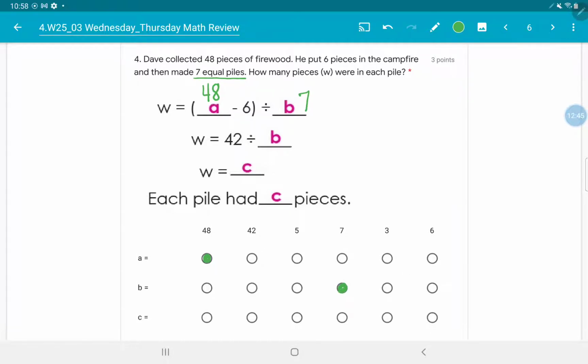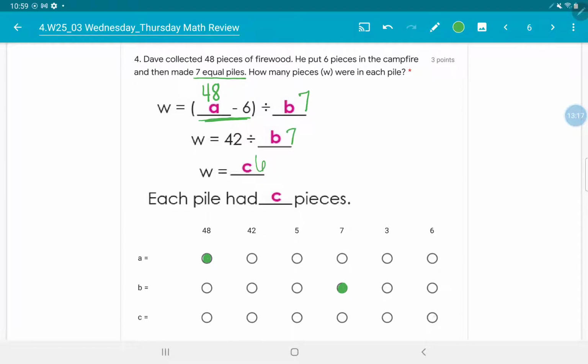What do the parentheses tell me I need to do? Subtract those first. So if I do 48 minus 6, I have 42. And then I need to divide by 7. So 42 divided by 7 equals... what is it, Christopher? 6.